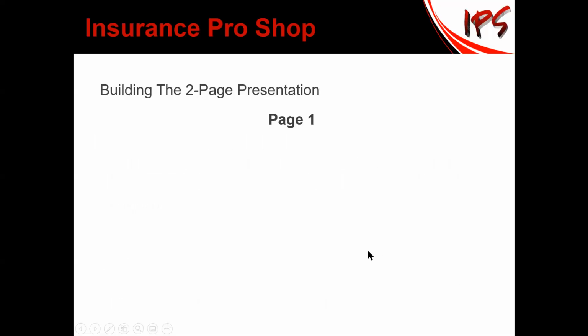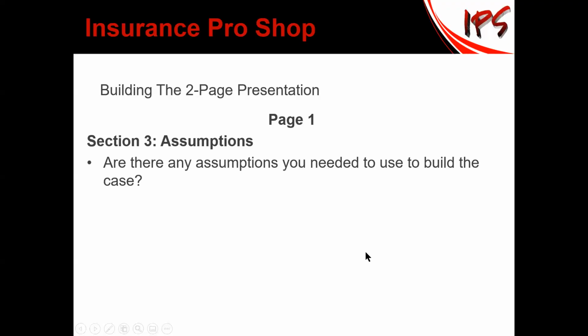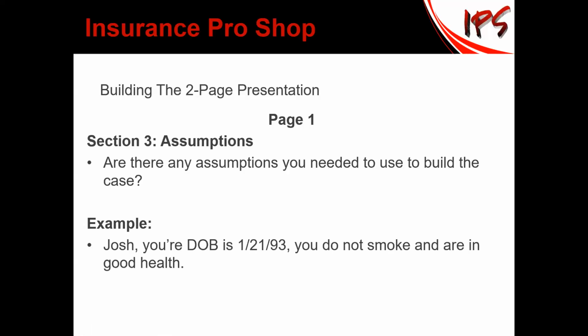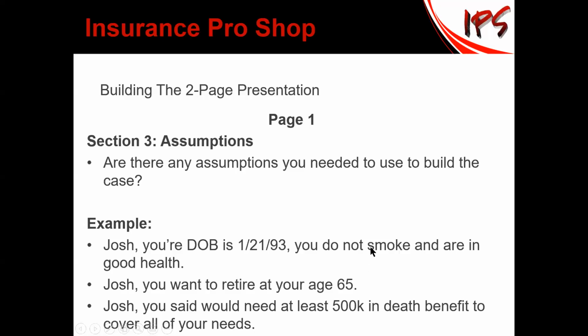All right, moving on to the assumptions, which is the third section on that first page, and that's were there any assumptions you needed to use to build the case? I know some of the most common ones I have to use are sometimes I don't have their age, or sometimes I have their date of birth, but your date of birth is 1/21/93. You do not smoke and you're in good health. Or Josh, you weren't sure when you want to retire, but you said sometime around age 65. So I use 65 here as a basis to plan around. Josh, you said you would need at least 500,000 in death benefit to cover all of your needs. You said it's okay to have more, but you don't want any less than this.